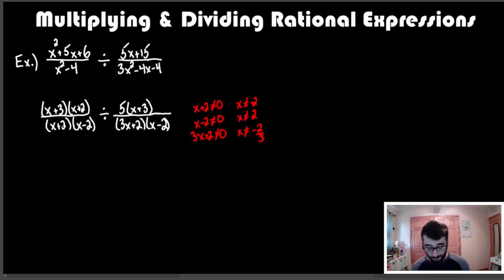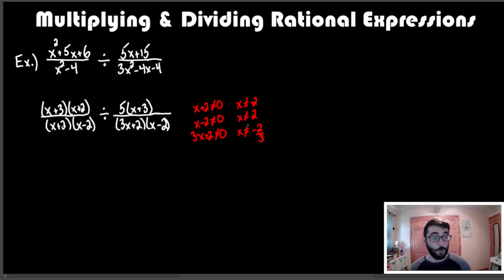So in this case, x plus 2 cannot be equal to 0, x minus 2 cannot be equal to 0, neither can 3x plus 2. And notice we have another x minus 2, but I already have that listed, so I don't need to list it again. So x cannot be 2 and negative 2, as well as negative 2/3.